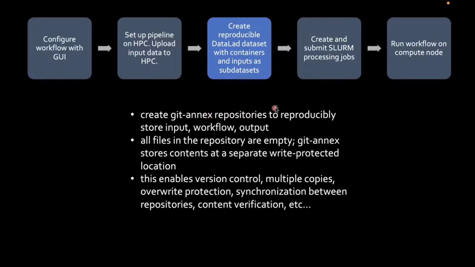When the user hits the launch button, then on the HPC, a public-private key pair for encryption of input data is created, sent to the local computer, and there the input data is encrypted. Then on the supercomputer, datalet is installed. We will come to datalet after the break. This is the solution for reproducibility. And also the actual workflow containers are pulled. The input data is uploaded, encrypted of course, and then decrypted into the sandbox. And then Git Annex repositories are created to reproducibly store input, workflow, and output.